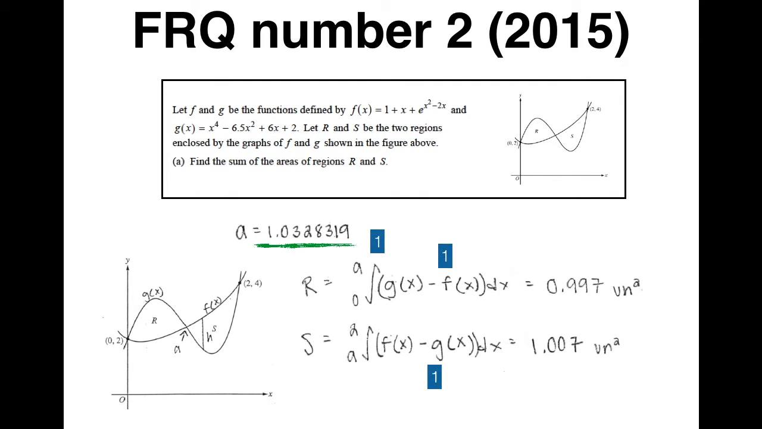Alright, so all the points, 1 point was earned because the limits from 0 to a and from a to 2 are correct. 1 point for this integrand, g minus f, and 1 point for this integrand, f minus g.